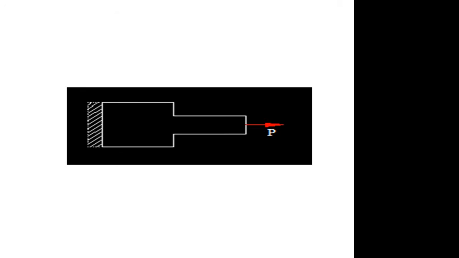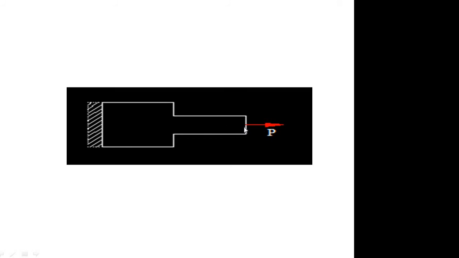Now we have another problem here. We have a stepped bar. Instead of a regular bar, we have a stepped bar. So a portion with a higher area of cross section and another portion with a smaller area of cross section, and at one end we are applying a load P. Now here again we can solve this problem directly by applying the equations, right?